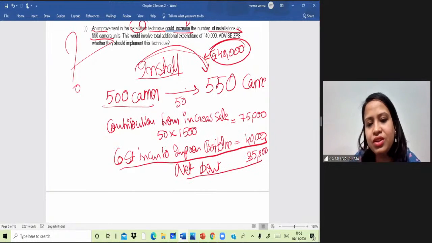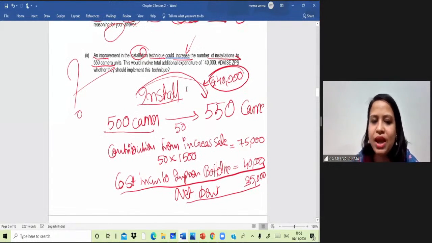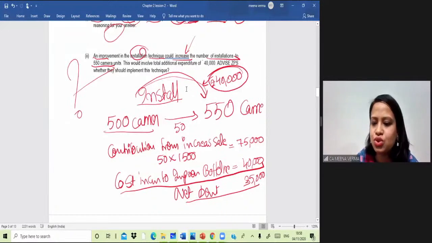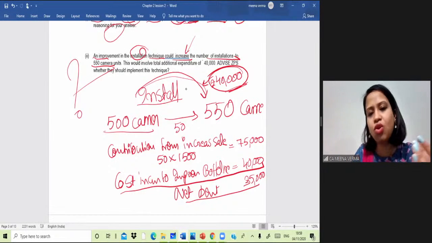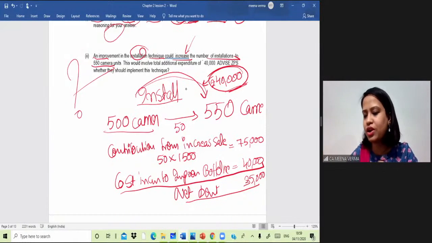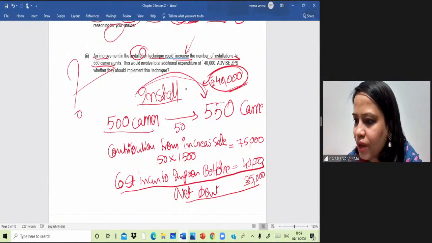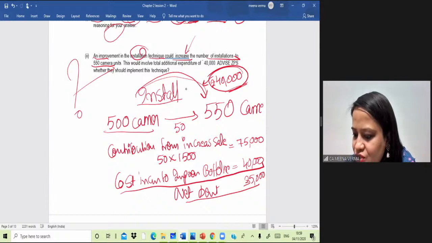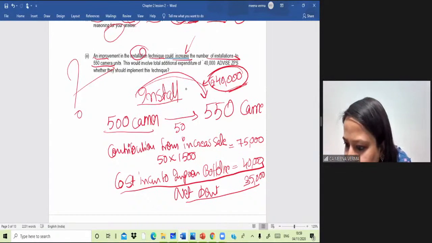So tell me whether the organization should go for this plan or not, whether the organization should increase the installation by incurring this 40,000 cost. I'm waiting for you to reply whether the organization should go for this plan or not.